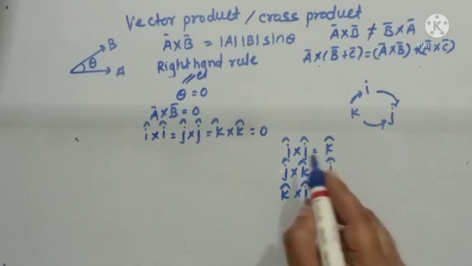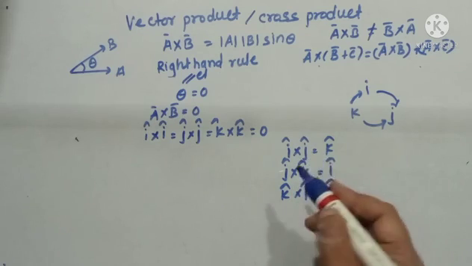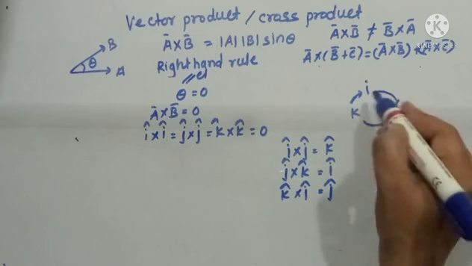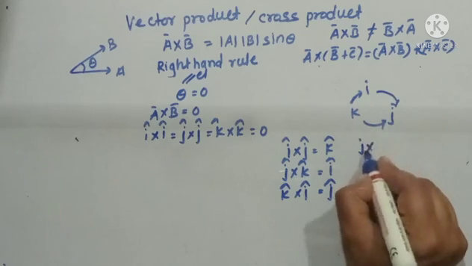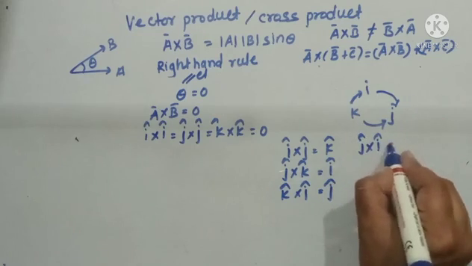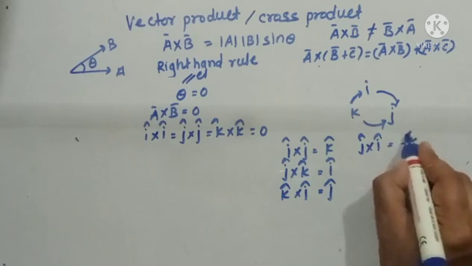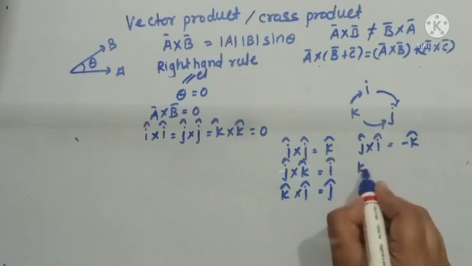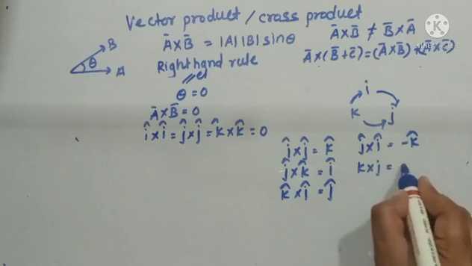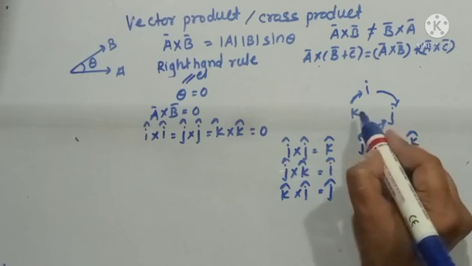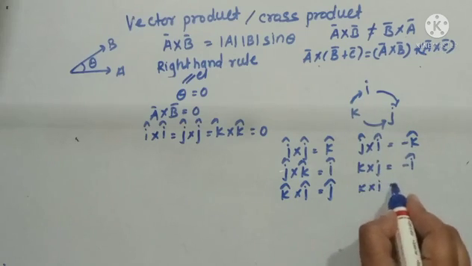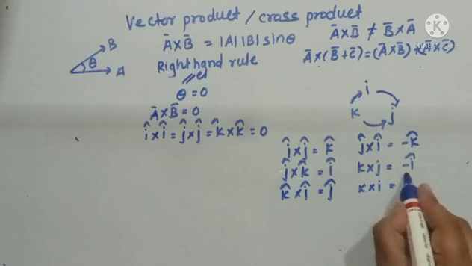But we know that this cross product is not commutative. So if I take j cross i, it will give me minus k. If I take k cross j, it will give you minus i. And if I take i cross k, it will give me minus j.